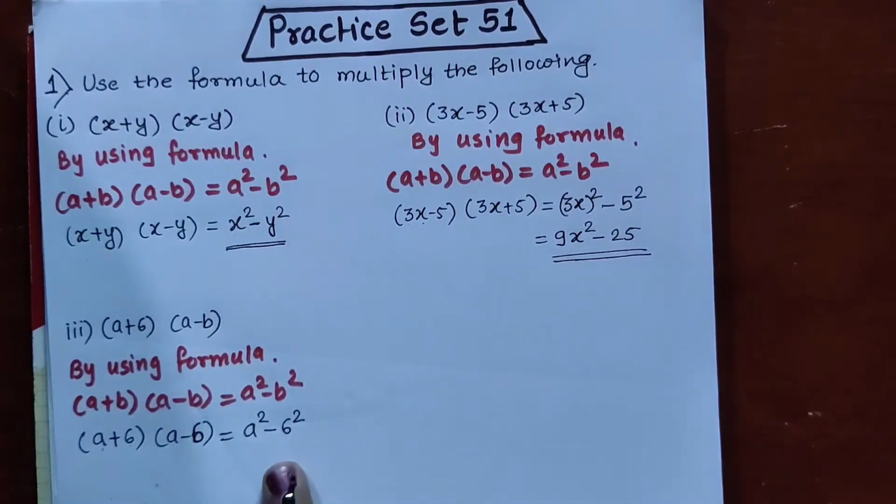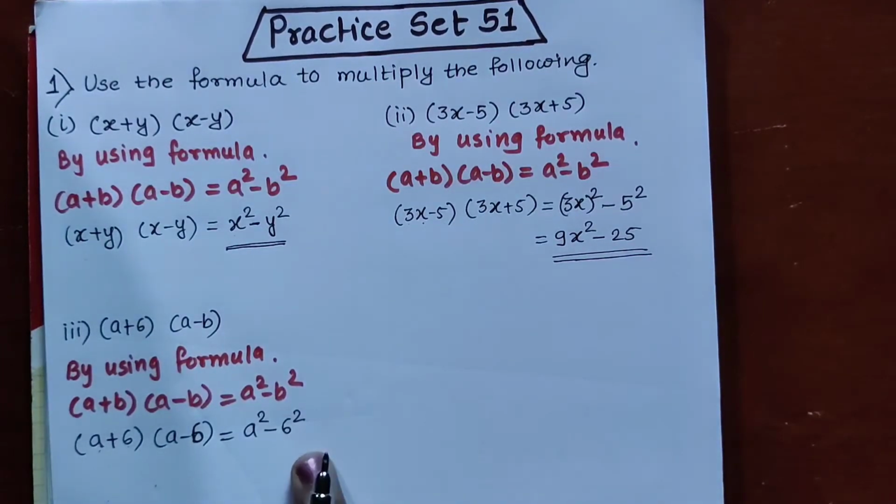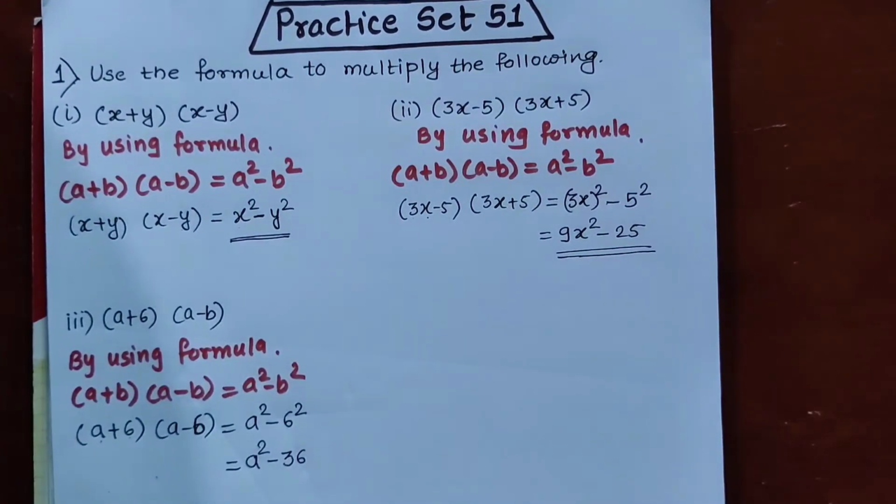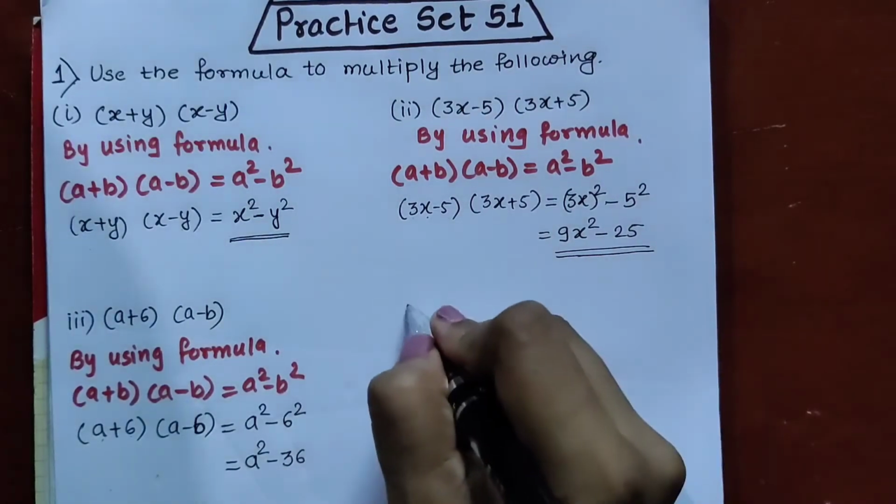Now see children, again we can find out the square of 6. So there will be a second step. A square we cannot find out, we have to write it as it is. But square of 6 we can find out, it is 36, so that we have to write. So whichever square we can find out, we have to write there as the answer. Now let us see the fourth sum.